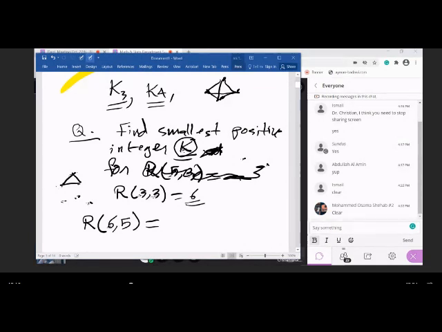Anyway, R(6, 5) means I want to know the smallest positive integer, how many in the group, so that I will have 6 persons where every 2 know each other, or there are at least 5 where they don't know each other. And you're going to scream now. Why? Till this minute, the only thing we know is that the number is between 58 and 87.